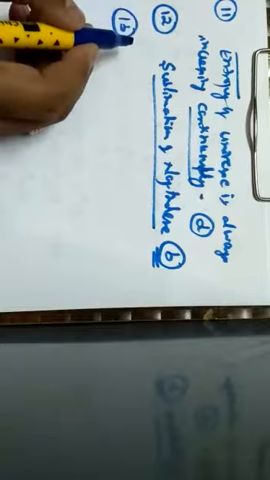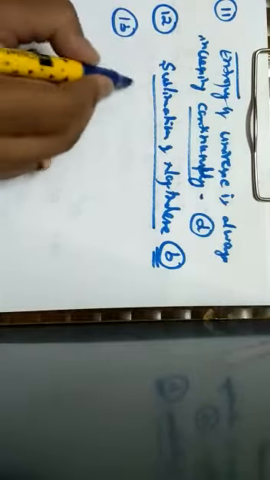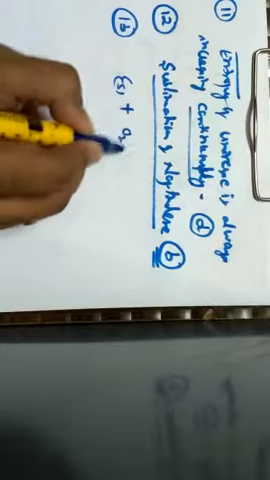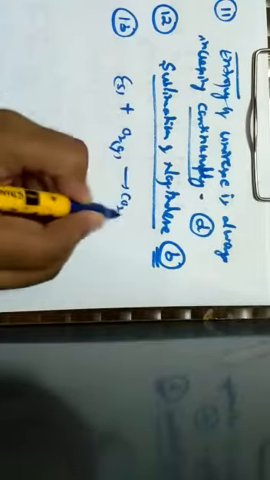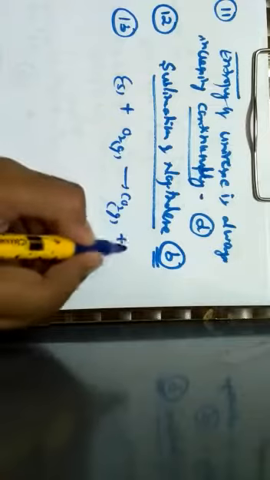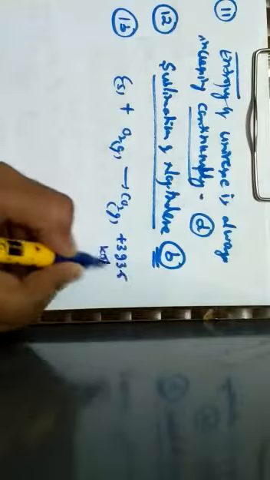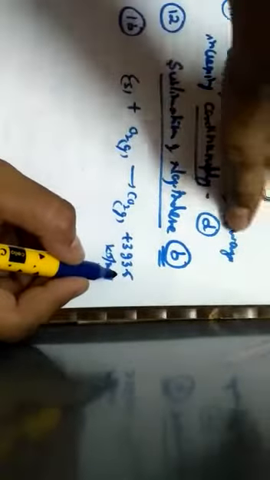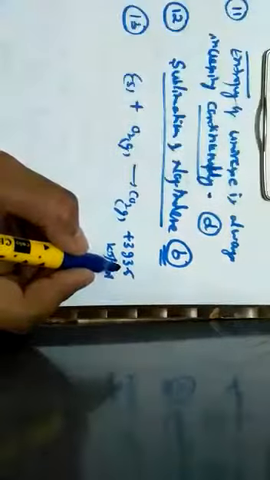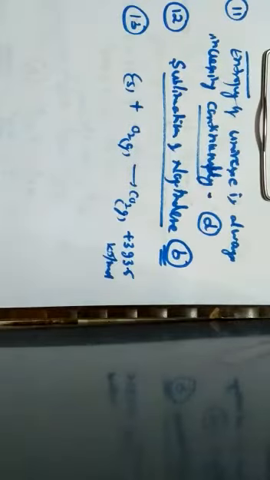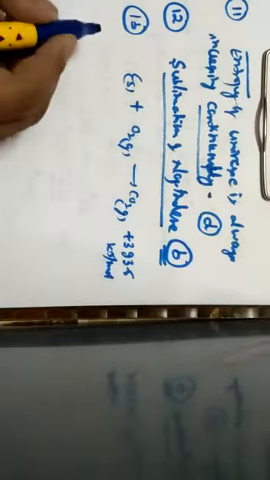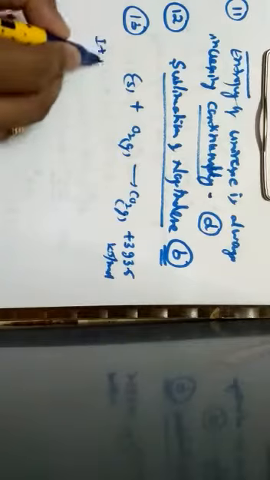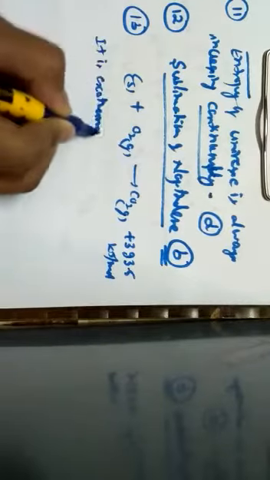Next one, question number 13. Consider the reaction. They have given a chemical reaction: carbon, solid, plus oxygen in its gaseous phase, gives rise to carbon dioxide in its gaseous phase, plus 393.5 kilojoule per mole. This is the equation they have given, and they are asking the signs of delta H, delta S and delta G respectively. When we analyze this equation, it tells us that it is exothermic.